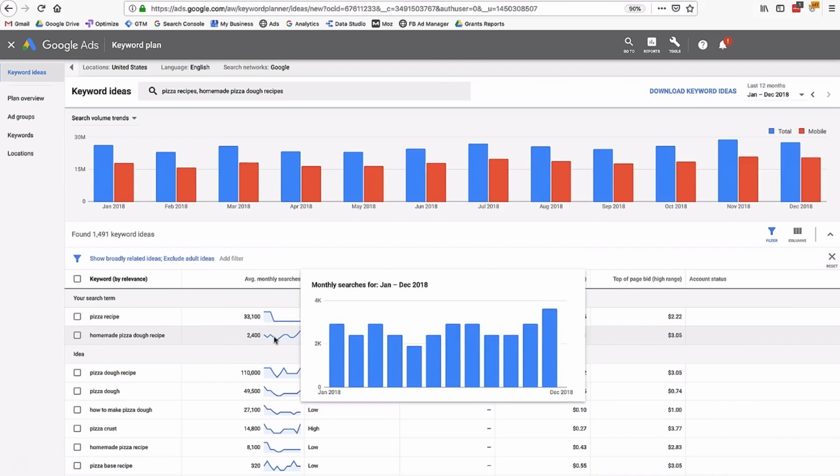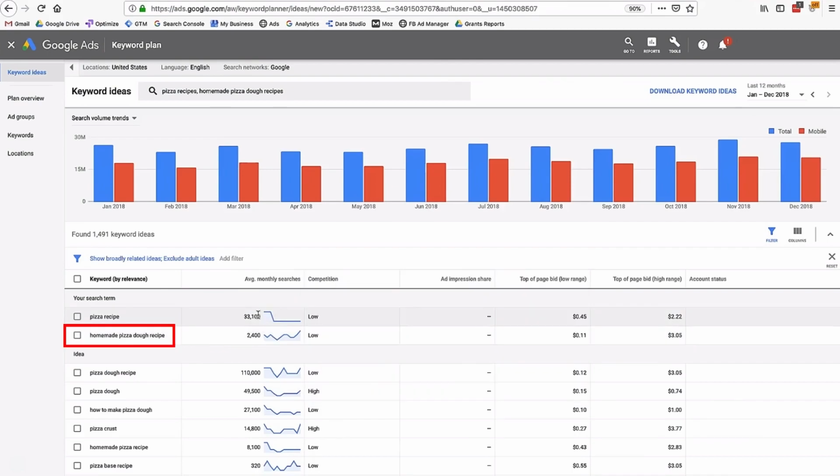On average, over the past 12 months, the keyword pizza recipe received 33,100 queries as indicated by the Google Keyword Planner. By hovering over the graph, you can observe the monthly volume breakdown with the average monthly volume shown as 33,100. This allows you to track the actual volume over the past year.